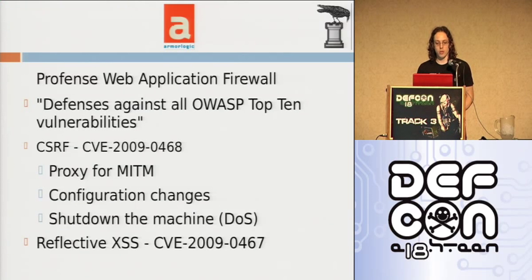But they're not alone. There's Profense, Web Application Firewall, and their catchline is defenses against all of the OWASP top 10. Well, someone should tell them that CSRF and XSS is a part of the OWASP top 10 because they're vulnerable to it.